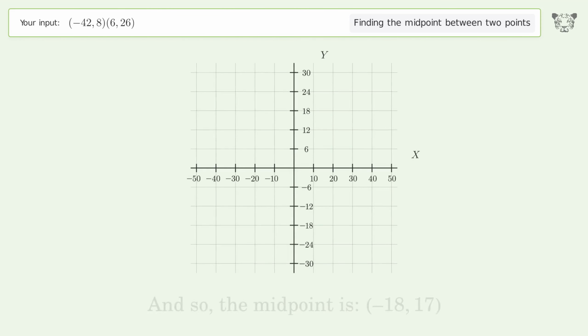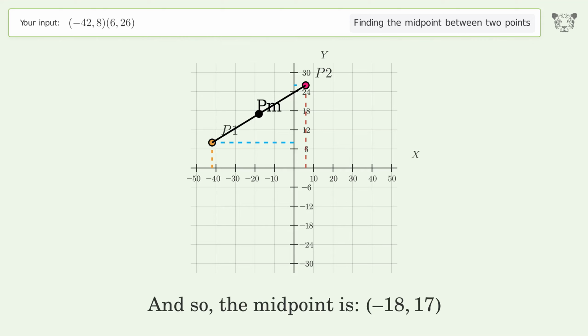And so, the midpoint is negative 18, 17.